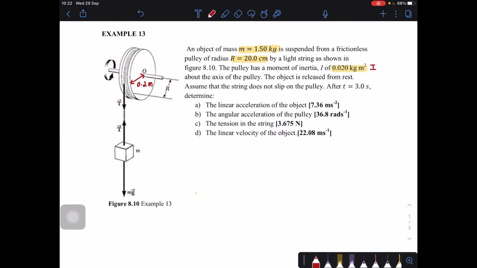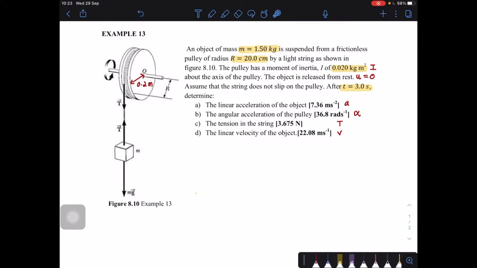And then what else do we have here? We are given that the object is released from rest. So object ni dia akan release from rest. Maksudnya u adalah sama dengan kosong. Okay, apabila dia di-release selepas 3 saat, we want to find the linear acceleration, value a, the angular acceleration, value alpha, the tension, and then the linear velocity. Okay, so now kita perlu cari a, alpha, tension, and velocity.